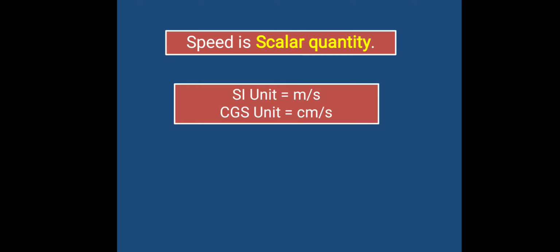And the CGS unit is centimeter per second. So what is the CGS unit? The centimeter gram second system of units is a variant of the metric system based on the centimeter as the unit of length, gram as the unit of mass, and second as the unit of time. So these are the two units.